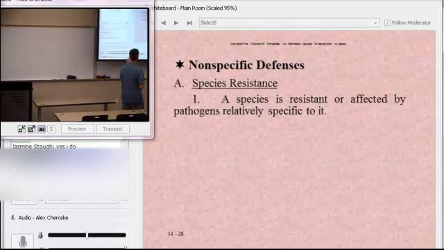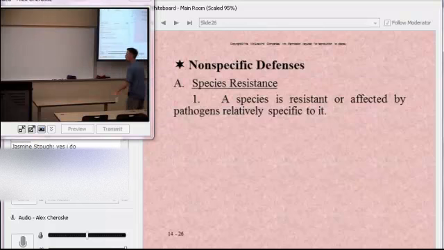So if we're trying to think of our external defenses, what might they be? Skin, right? Skin forms the border between what's outside of us and what's inside of us. So skin is a very good example of an external, non-specific defense. Your skin doesn't care whether it's bacteria or a virus. If you have healthy skin, those microbes stay on the surface and don't get inside of you. So the skin is an example of our first line of defense.